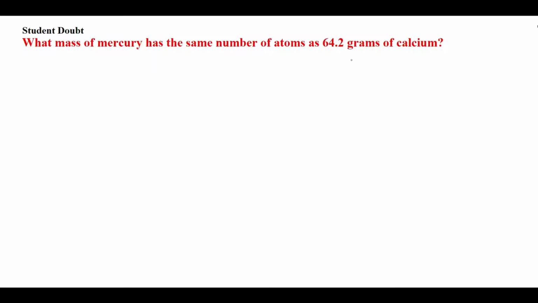Right. So in this question, we'll use a relation, that is atomic mass equal to Avogadro number of atoms, to apply the unitary method. So first of all, we'll find the number of atoms present in 64.2 grams of calcium. For this, we'll apply the unitary method over here. The atomic mass of calcium will carry Avogadro number of atoms.